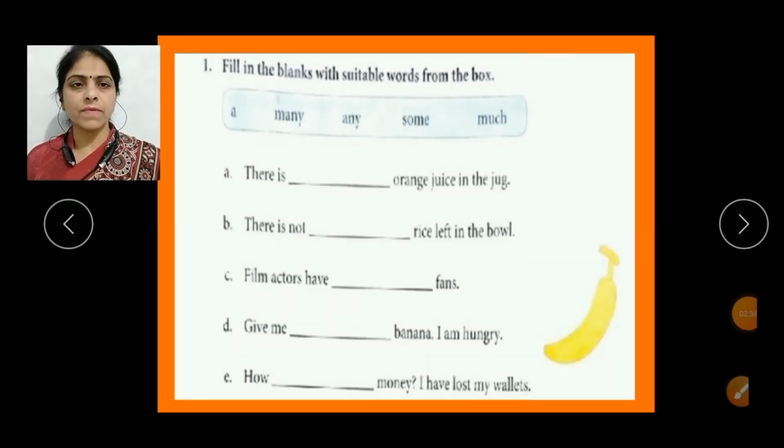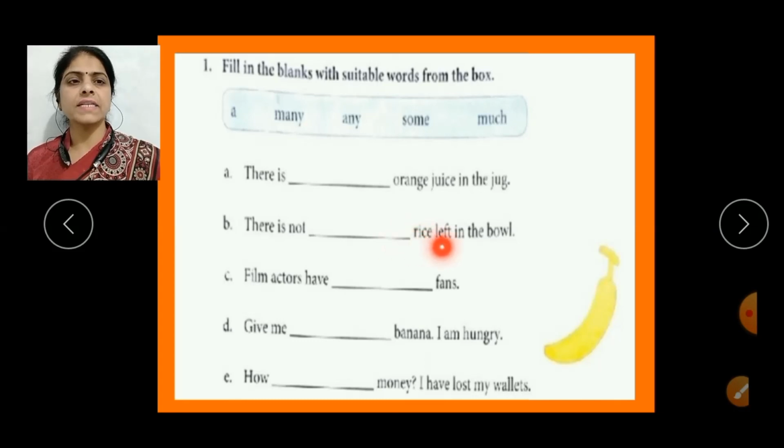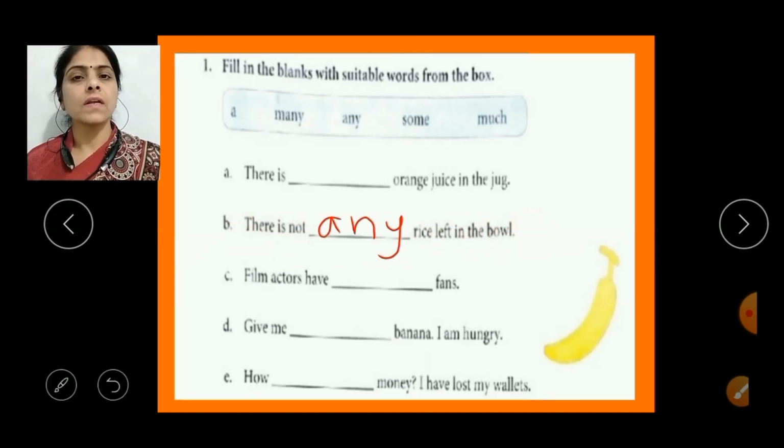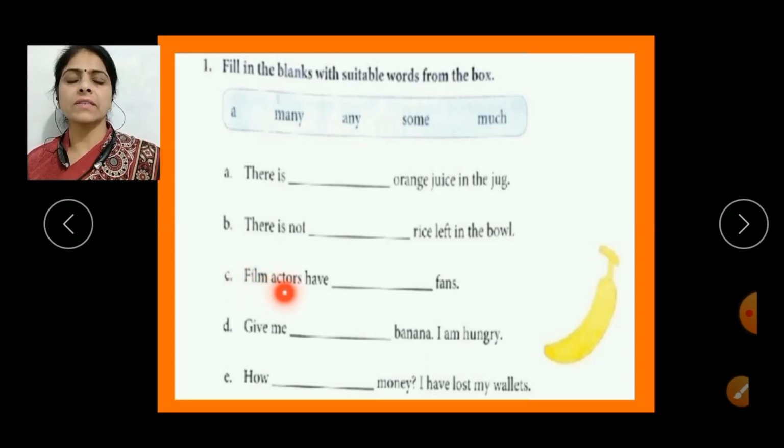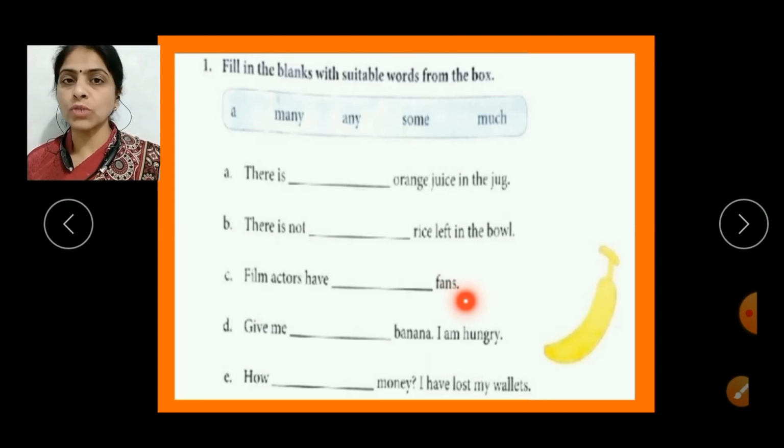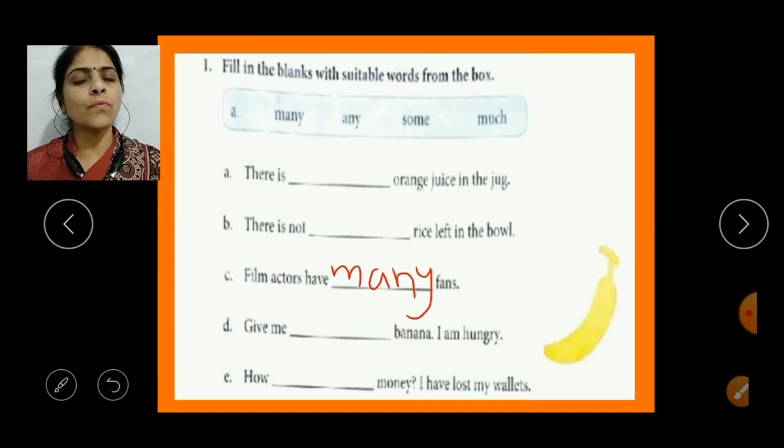Now let's have the next one. There is not blank rice left in the bowl. In this sentence, rice is also an uncountable noun. And this sentence is a negative sentence. So, we can choose any to fill the blank. Now, let's have the next one. Film actors have blank fans. Fans is a countable noun and this sentence is affirmative. So, we can use many to fill this blank.